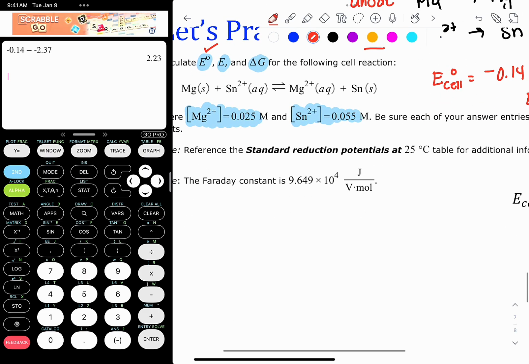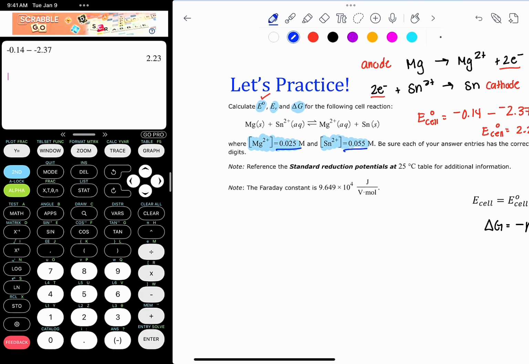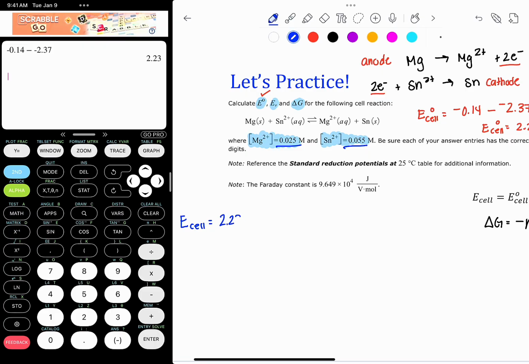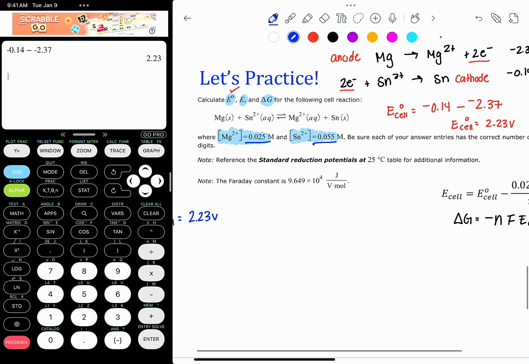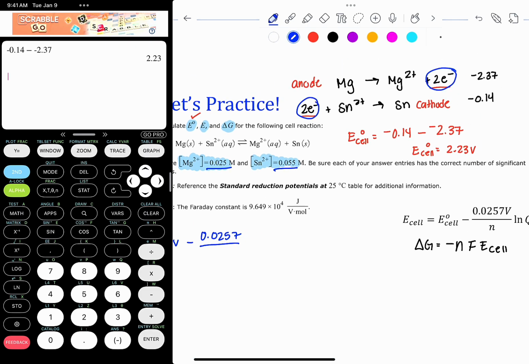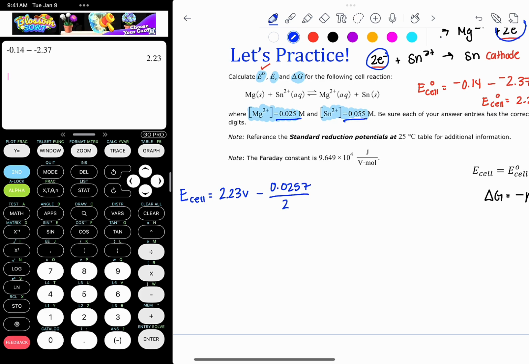Cool. Okay. Now we want to move over and calculate our E cell for our non-standard conditions at these specific concentrations. So E cell is equal to our E cell naught, that was that 2.23, and then we're going to subtract 0.0257 over our number of electrons transferred. It was 2 electrons here and 2 electrons there, so our N is going to be 2, because it was 2 total electrons transferred from one reaction to the other. And then we're going to do the natural log of our products over our reactants.